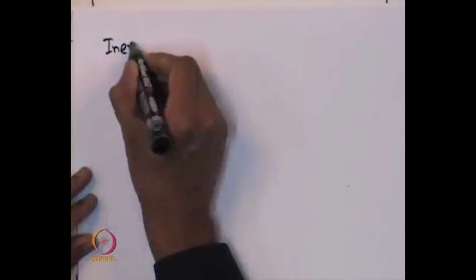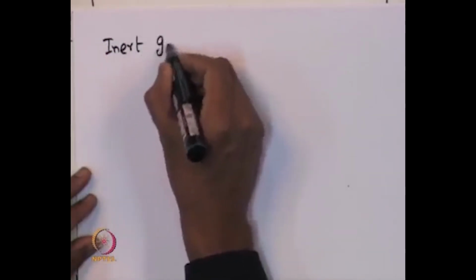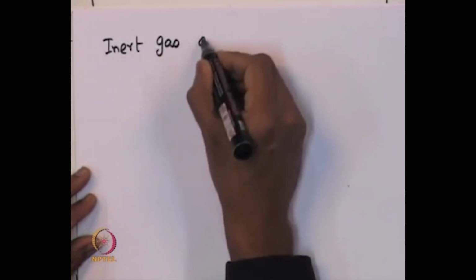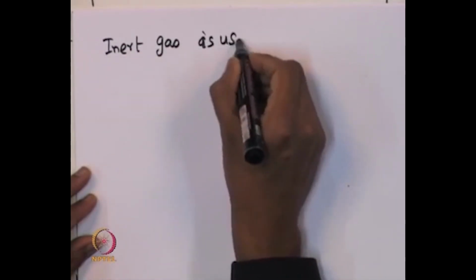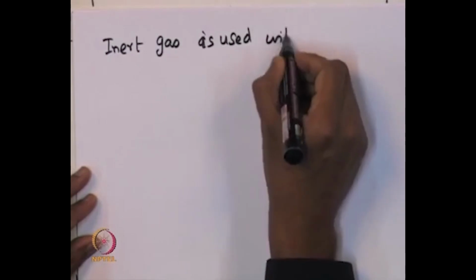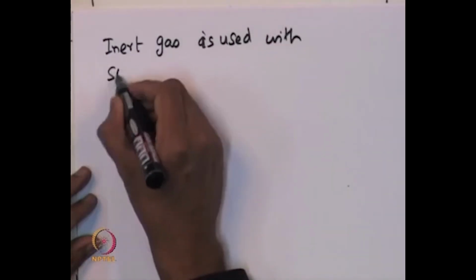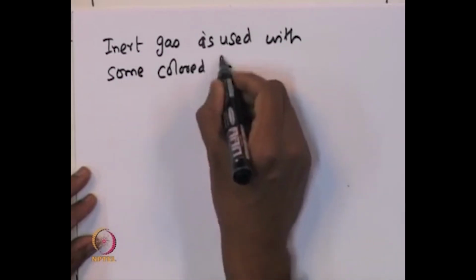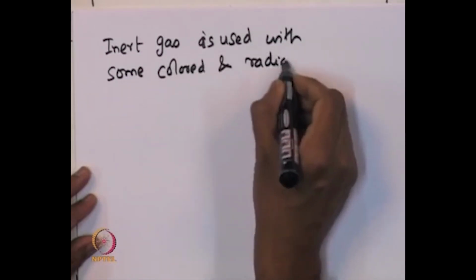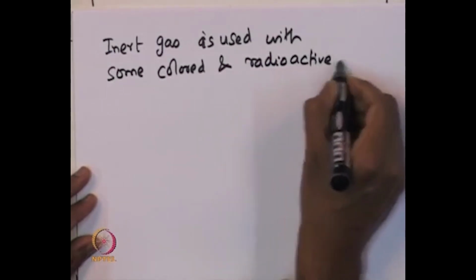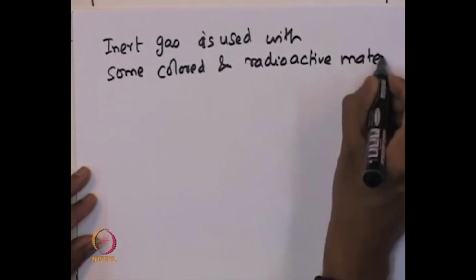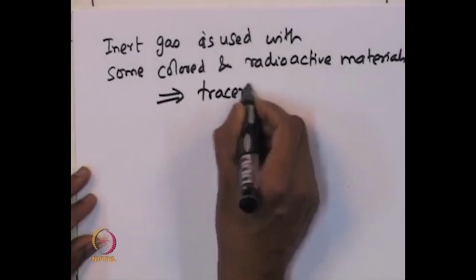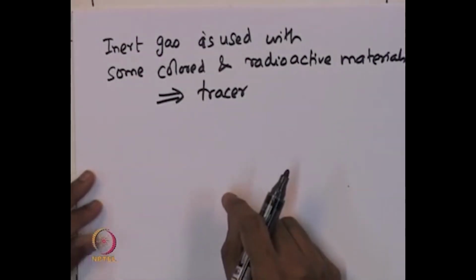So, typically colored and radioactive materials, along with inert gas, are commonly used as tracers. These are all commonly used tracers for finding the residence time distribution.